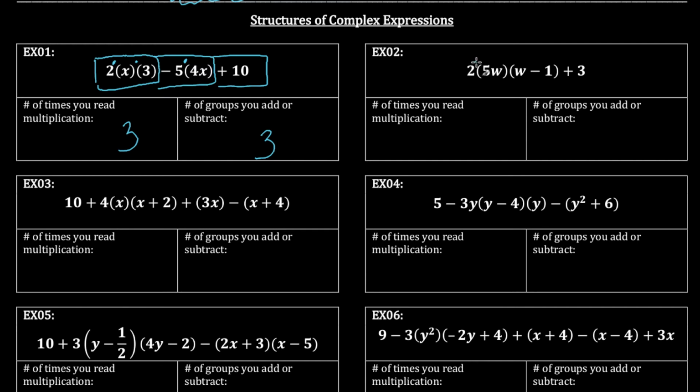Let's try it again. So 2 times 5w times w minus 1 plus 3. So we read it twice. And so we start off with 2 times 5w times w minus 1, and then we add 3. So 2 groups.